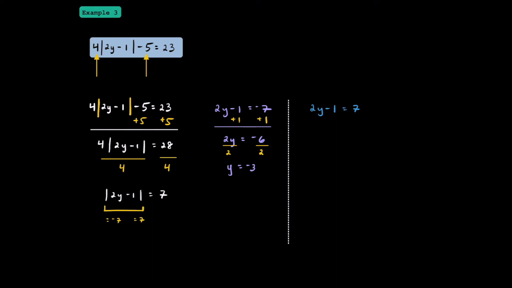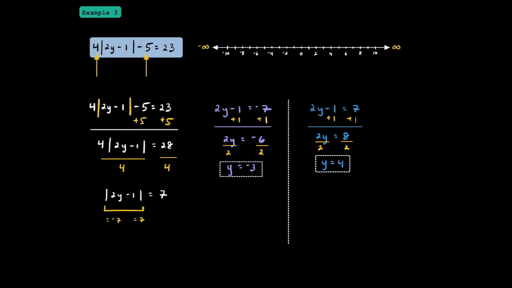For this equation on the right, we're going to start off by adding 1 to both sides. And we'll get 2y is equal to positive 8. We find that y is equal to positive 4. These are our two answers. To graph these solutions, we put a dot here over at negative 3 and a dot over here at positive 4.